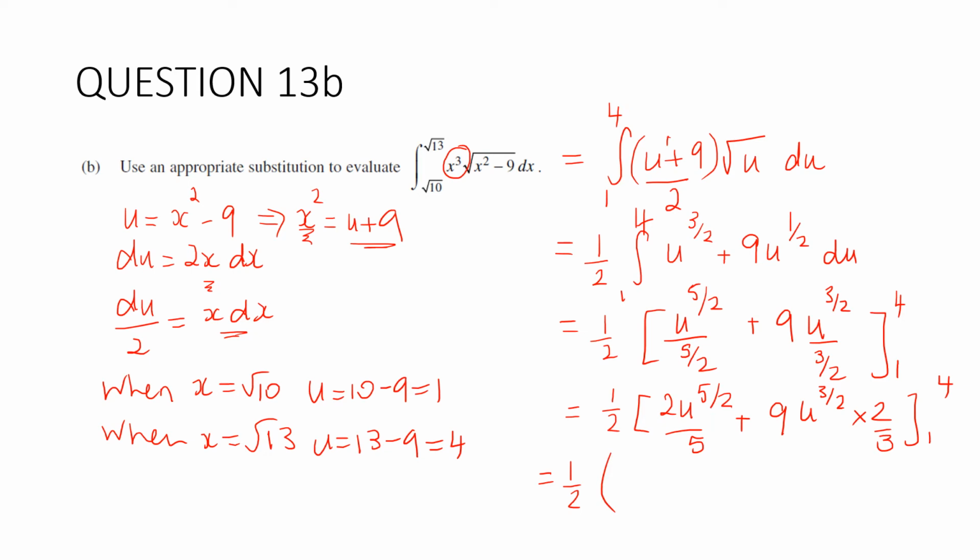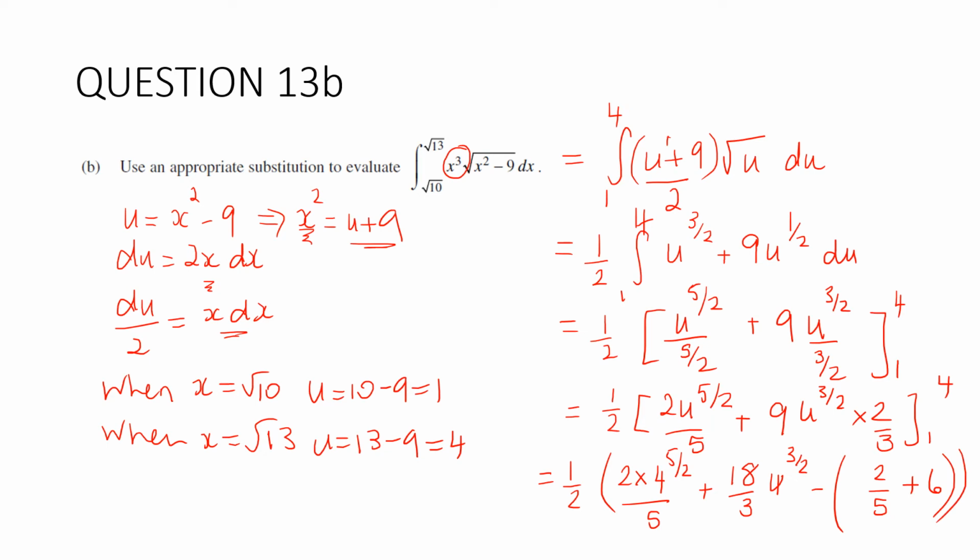Look, we've got to substitute in for both of these. 2 times 4 to the 5 halves over 5 plus 9 times 2 is 18 on 3. Oh, that cancels out. That's nice. 4 to the 3 halves.